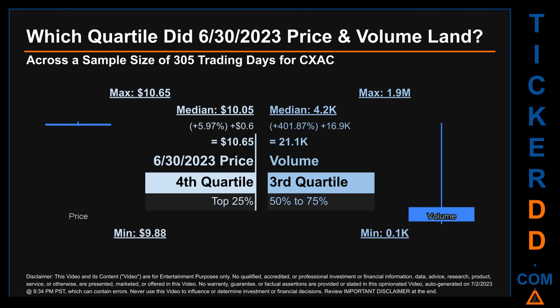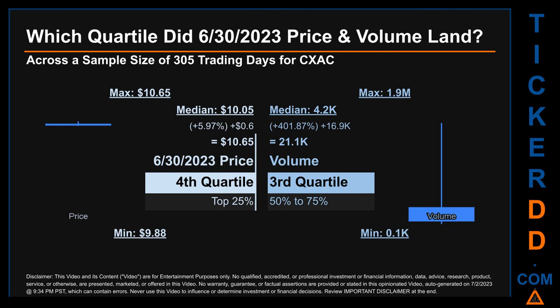Which quartile did June 30th, 2023 price and volume land? Across a sample size of 305 trading days, the maximum end-of-day price for CXAC was $10.65 while the minimum was $9.88. Within that price range, June 30th, 2023 price of $10.65 landed within the fourth quartile, meaning that it was within the top 25% of all sampled end-of-day prices.